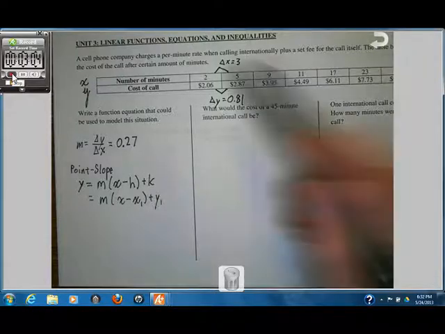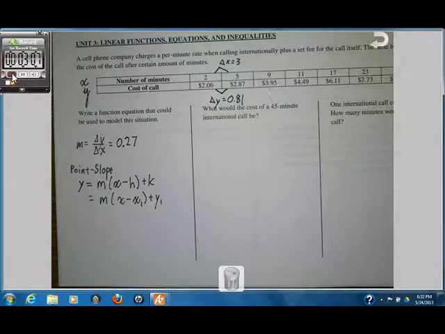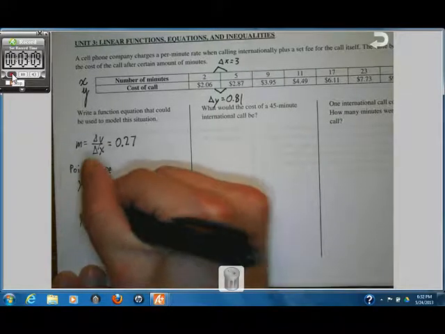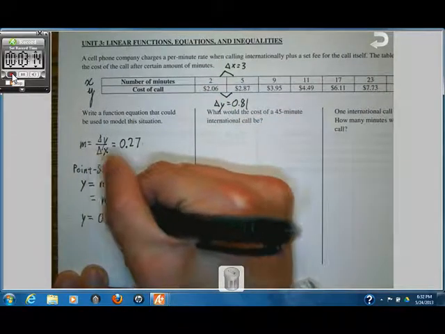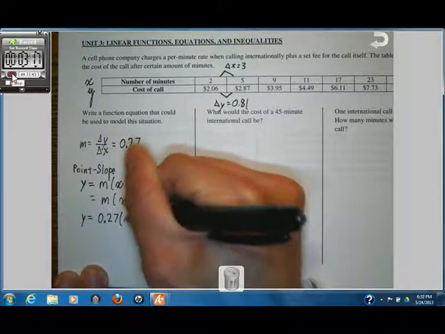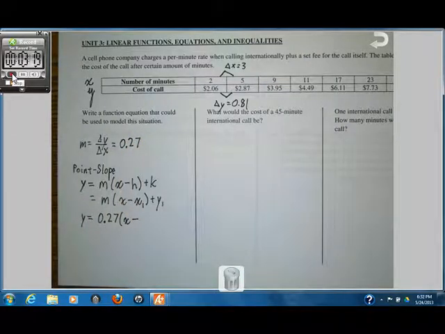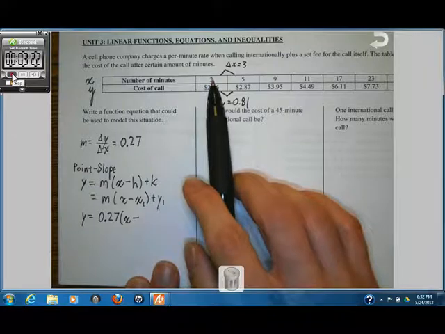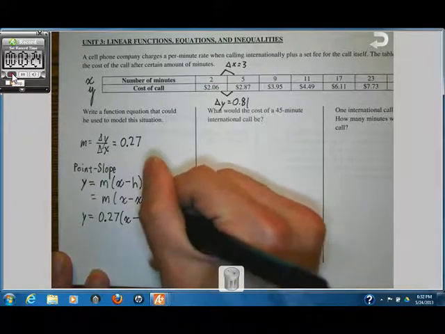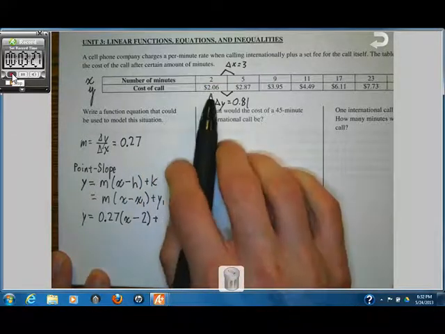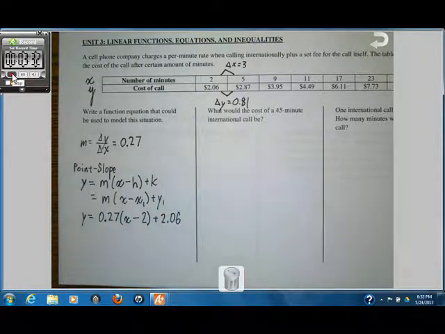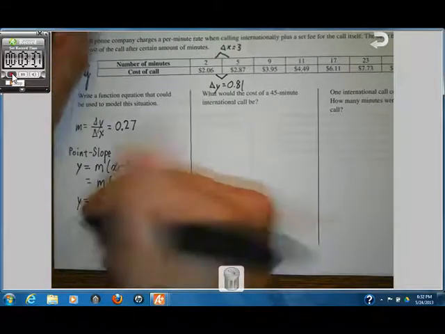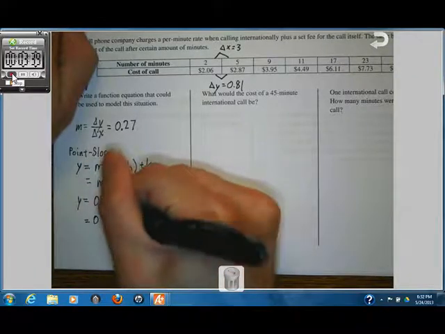And so what you do is you write, alright, y is equal to the slope, which we already know is 0.27, times x, that's going to remain unknown, minus the x that we know. Well, in this case, the x of the point that we're going to use is 2. And the y that we know is 206. Now that's hideous. We're going to simplify that down by distribution. And so we're going to say, alright, this is 0.27x minus 0.54. Yes, 27 times 2 is 54.